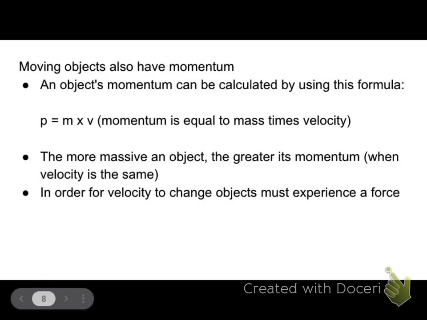In order for velocity to change, we know that there must be a force experienced by that object. And what that means is that in order for the momentum of an object to change, you must also have a force involved. Okay, so that's why we talk about momentum as how difficult is it to stop. If something has a lot of momentum, the force required to stop it will be very big. If something doesn't have a lot of momentum, then it will not require as much of a force to stop it.